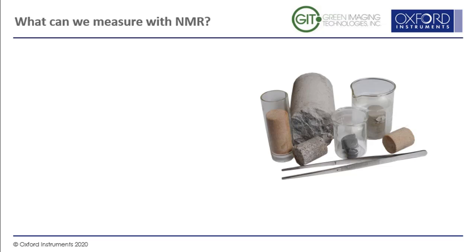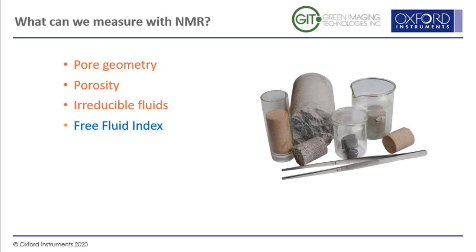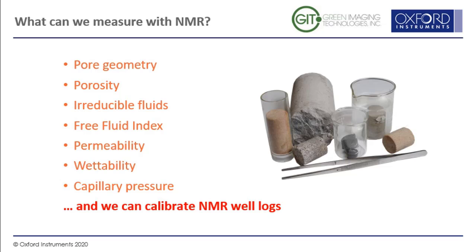First, let's look at what measurements we can make with NMR. The fundamental measurement we make is about pore geometry, in particular the pore size distribution. From this, we can derive parameters such as porosity, irreducible fluids, and free fluid index. We can also calculate permeability, get estimates of wettability, and calculate capillary pressure. Finally, NMR measurements on core plugs can be used to calibrate downhole NMR well logs.